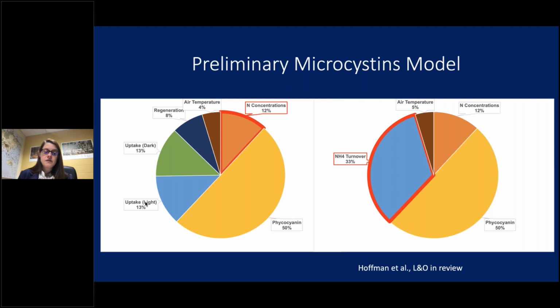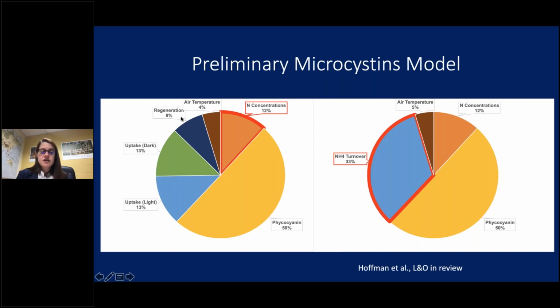But nitrogen turnover, so this includes both uptake in the light as well as uptake in the dark. Remember, those are the bottles that are incubated separately. So we think that the dark incubation is more representative of heterotrophic uptake. Not that phytoplankton can't take up things during the dark, but obviously they're doing so more actively in the light.